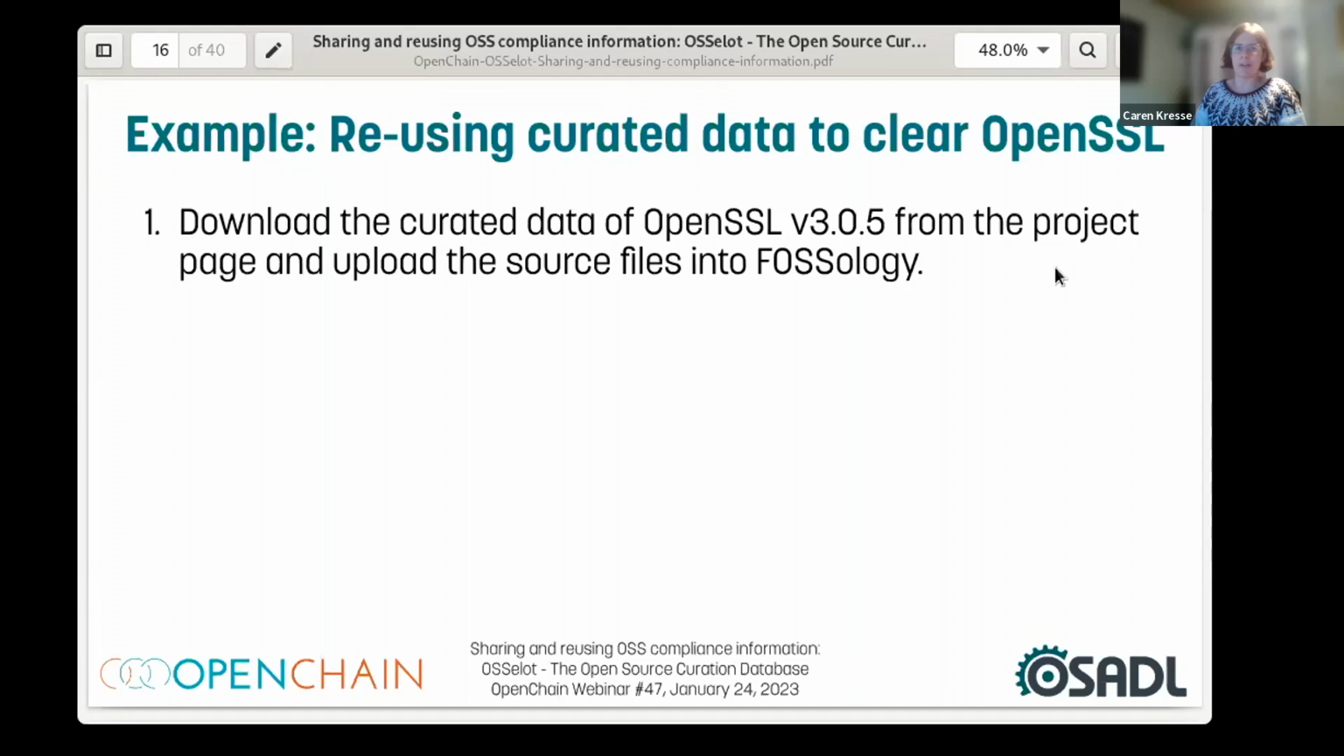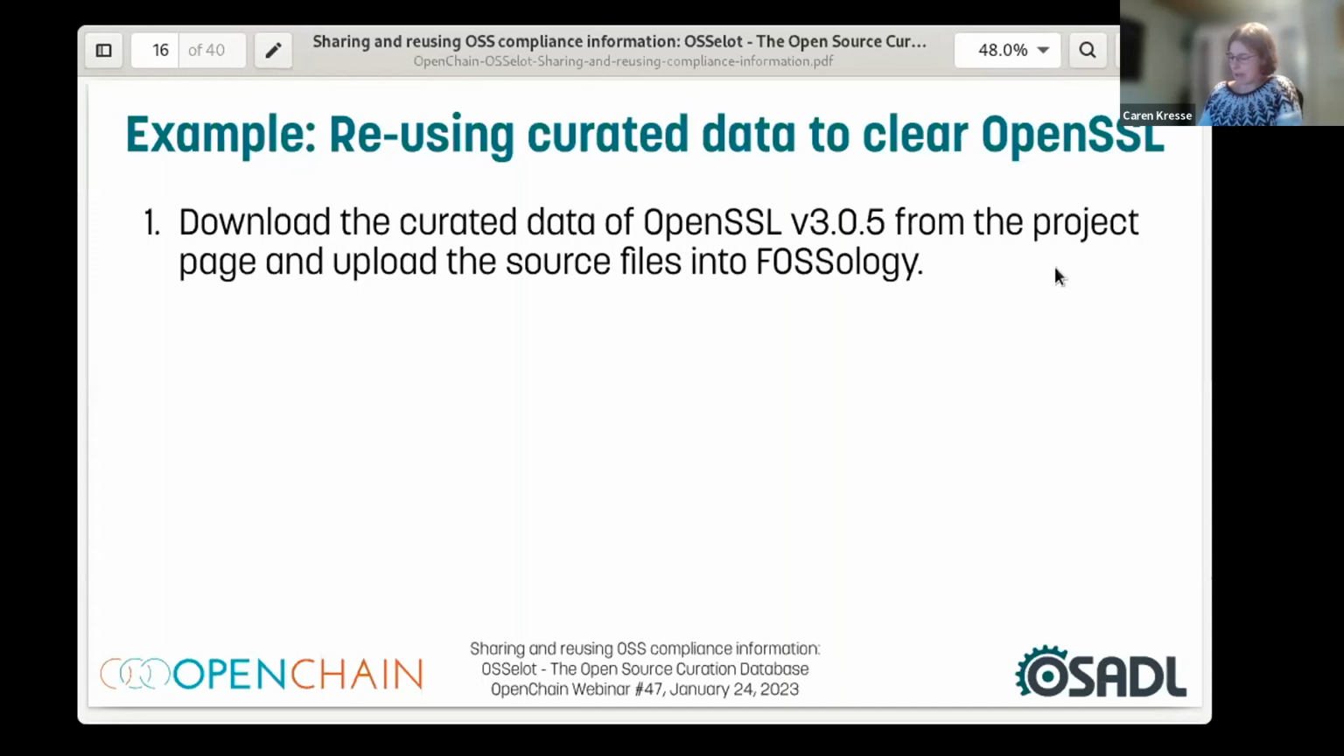So let's assume currently even the newest version of OpenSSL is already scanned and curated, but let's assume there's only an older version curated available in the database and you would like to use it for your version. So how would you proceed? Or you would like the old version, but you modified some files. How would you proceed?